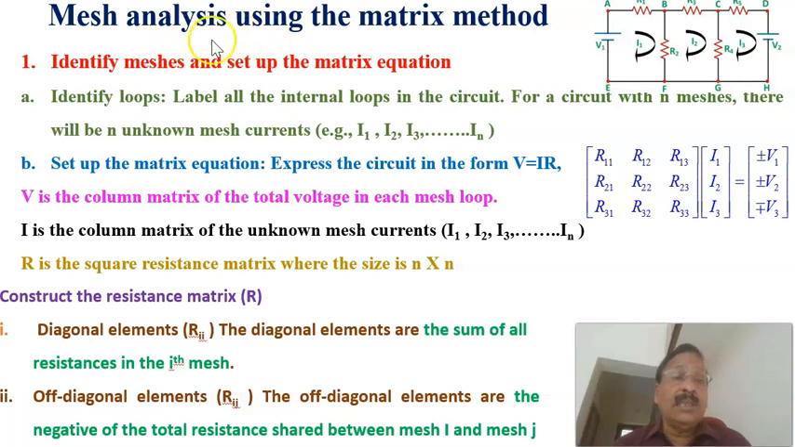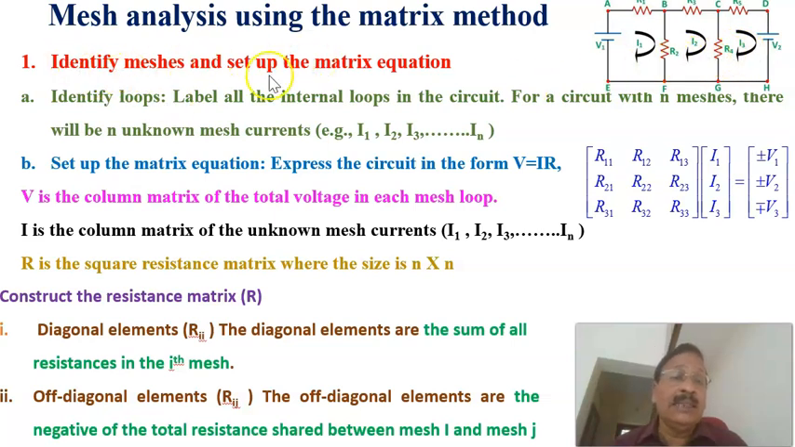Now continuing the mesh analysis using the matrix method. As we have seen here, I'm considering a 3-mesh circuit. This is mesh 1, mesh 2 and mesh 3, and we are considering the mesh currents I1, I2 and I3 in the clockwise direction. The resistances are marked here as R1, R2, R3, R4 and R5, and the voltage sources are V1 and V2.